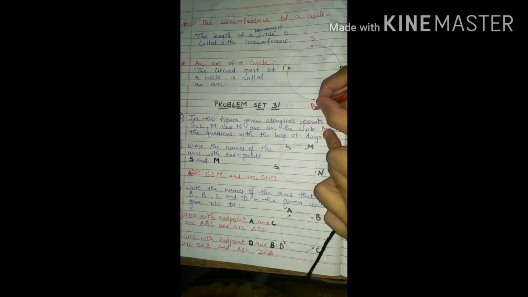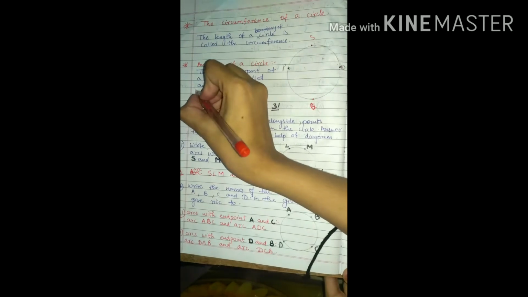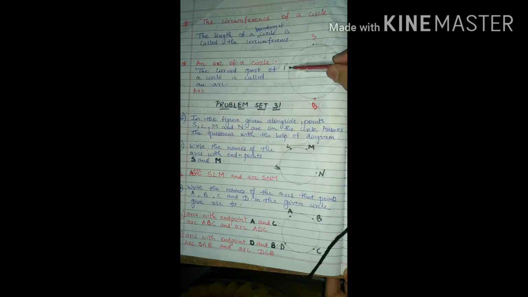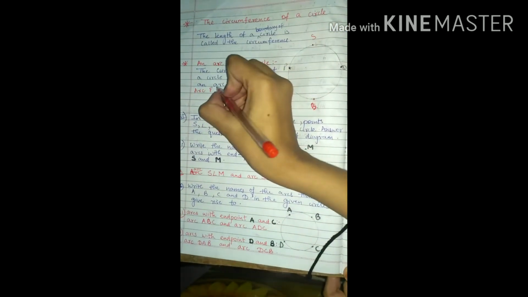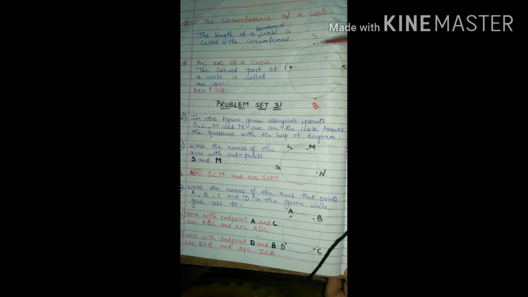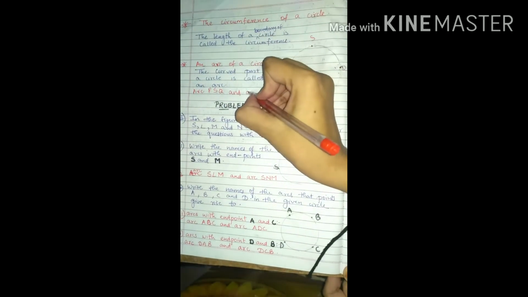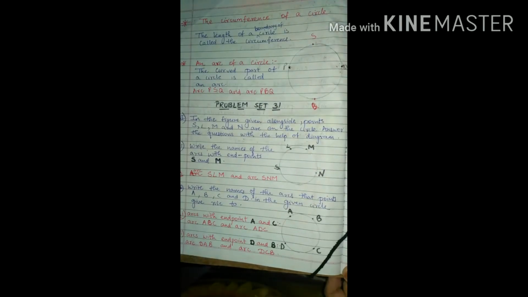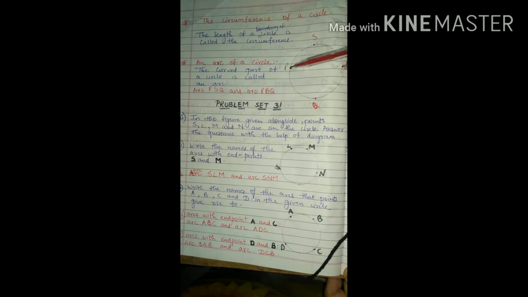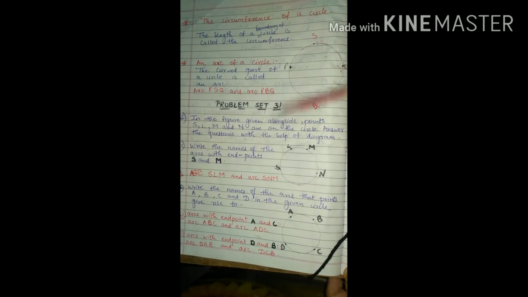So let me take here B. So P, B, Q. So how to write? See, two arcs are formed with the end points P and Q. So arc P, S, Q is one arc, and the other arc is P, B, Q. So two arcs are formed with the end points P and Q. In this manner only we have to do problem set 31.